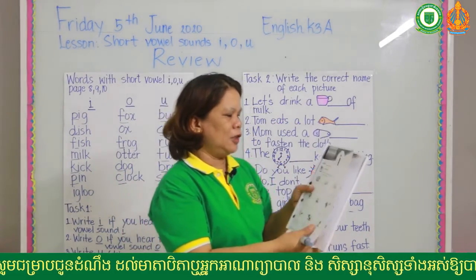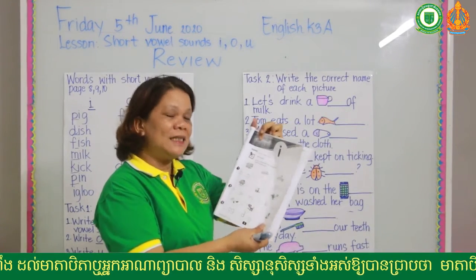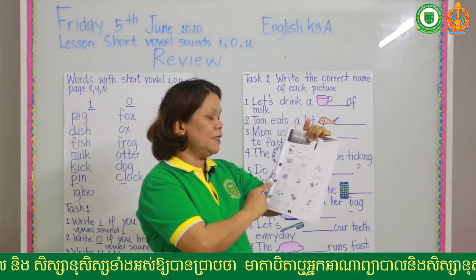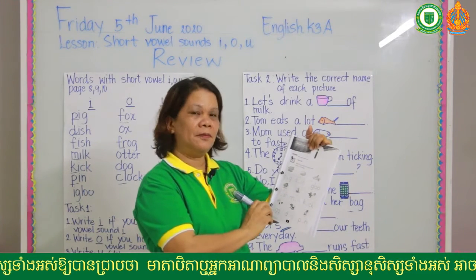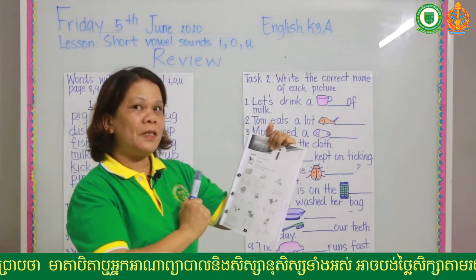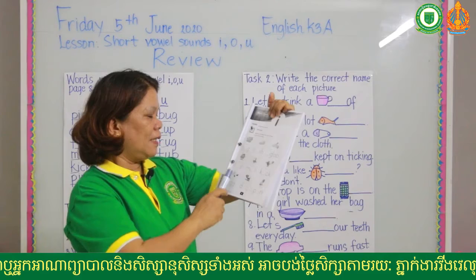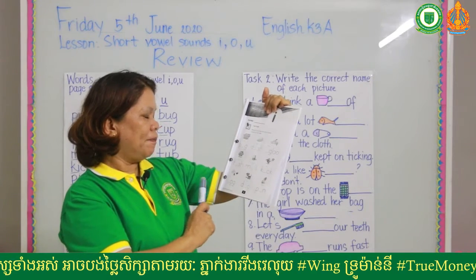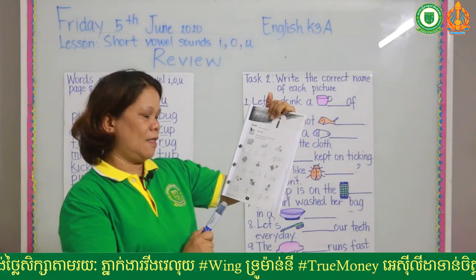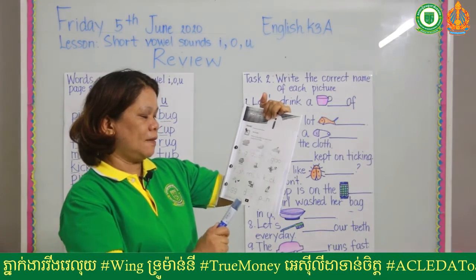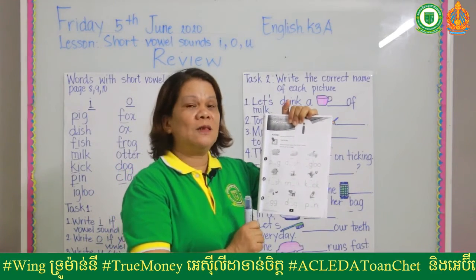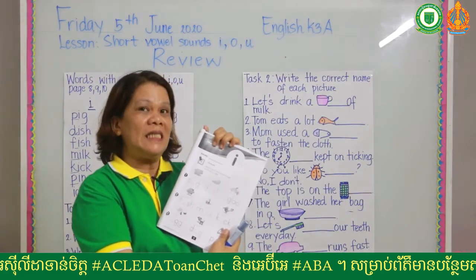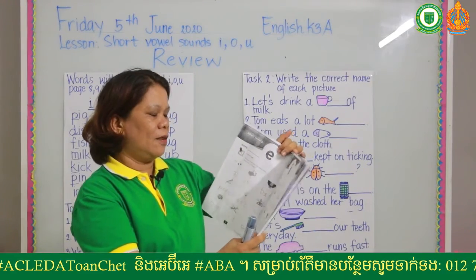If you hear the short vowel sound E, write. If not E, do not write. Okay, so number 1, pig, dish, igloo. Write E if you hear the short vowel sound E. Number 2, fish, milk, cake. Number 3, egg, dog, pin. Do not write if not sound E. Only the word that has short vowel sound E, you can write the letter I or sound E.